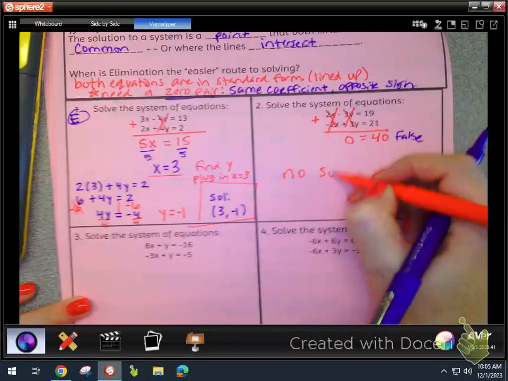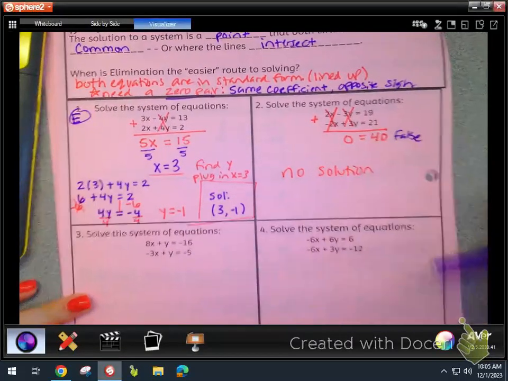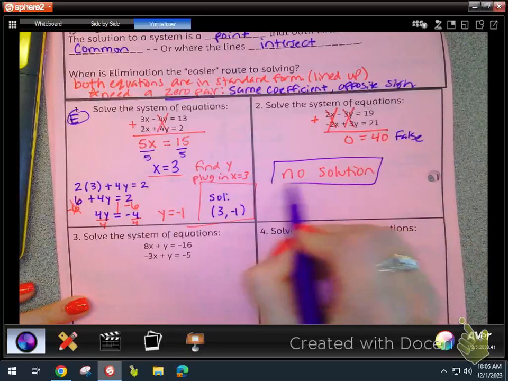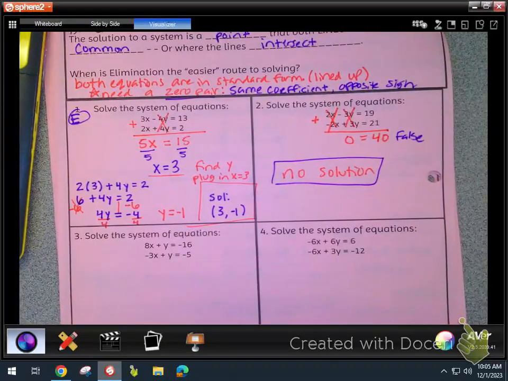No solution. So what does that mean about those lines? They're parallel. Those lines are parallel. And what do we know about parallel lines? Same slope. Same slope, but no, it was supposed to be no. I don't think I'm going to ask that question anymore because we have to sing about it. We've learned it. Ask it all the time.